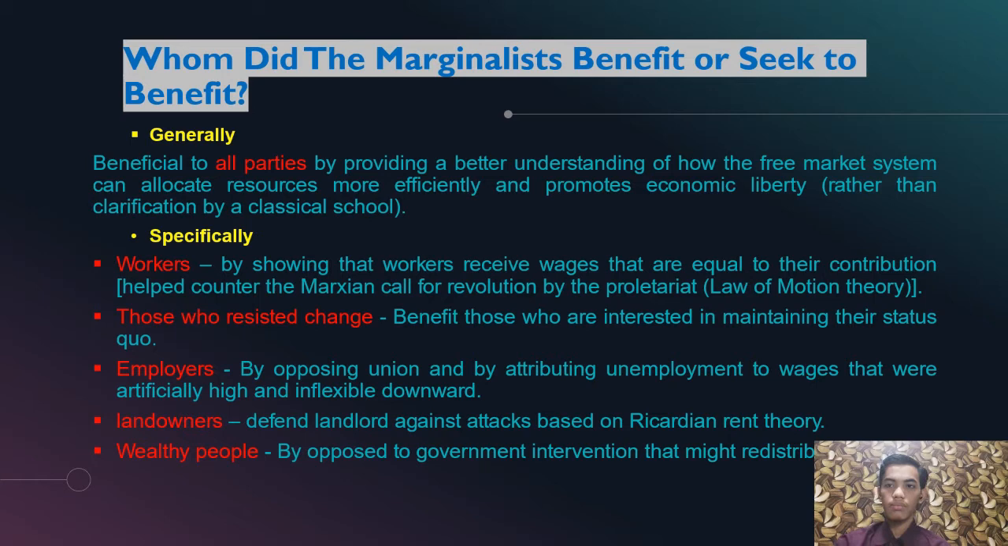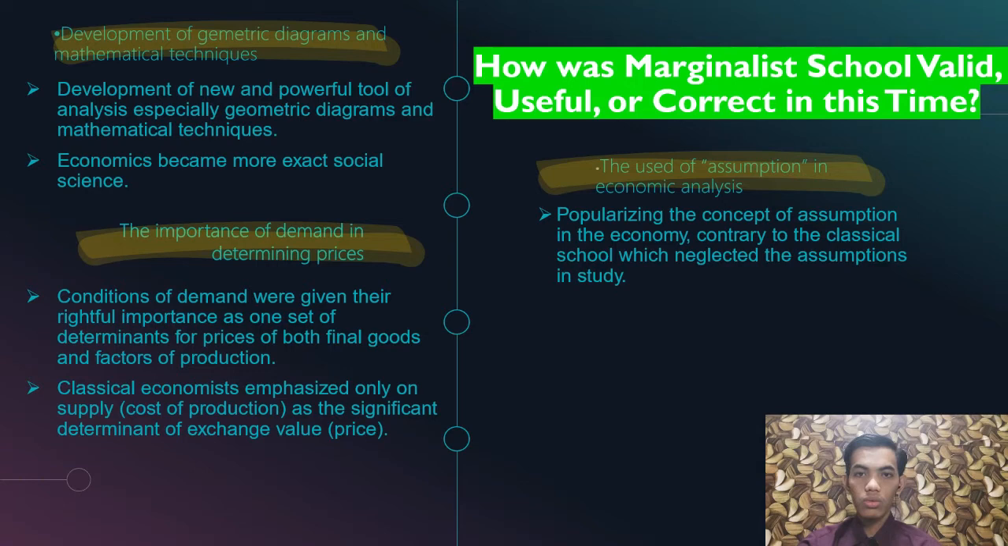How was the marginalist school very useful or correct in its time? Development of geometric diagrams and mathematical techniques. Development of a new and powerful tool of analysis, especially geometric diagrams and mathematical techniques. Economics became a more accessible social science.